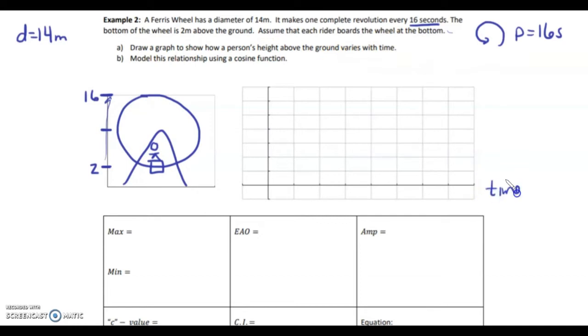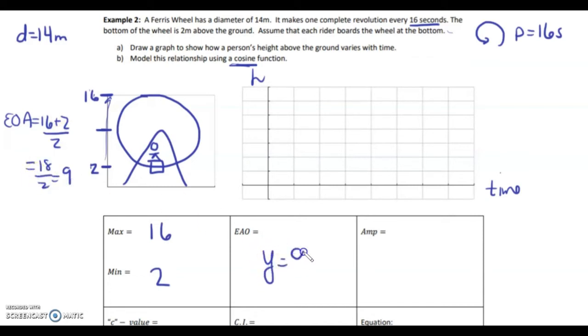So this is going to be time. This is going to be height. And then we're going to model this using a cosine function. So max is 16, min is 2. If we're talking about the equation of axis, we're talking about halfway between 16 and 2. So that's the average. 16 plus 2 over 2. I get 9. This little diagram transfers right onto your paper here. 2, 4, 6, 8, 10, 12.